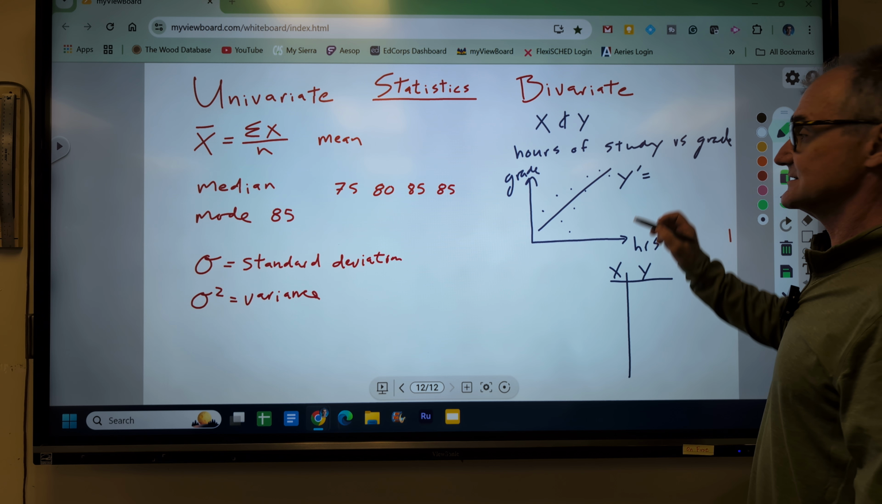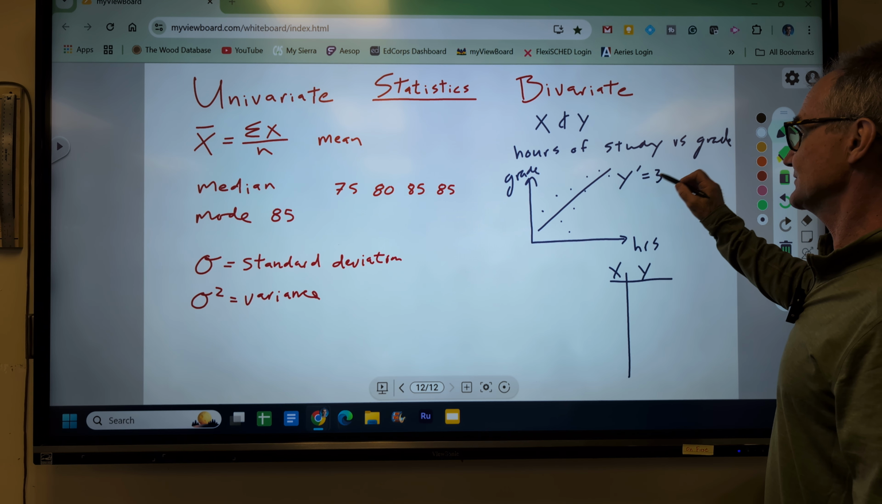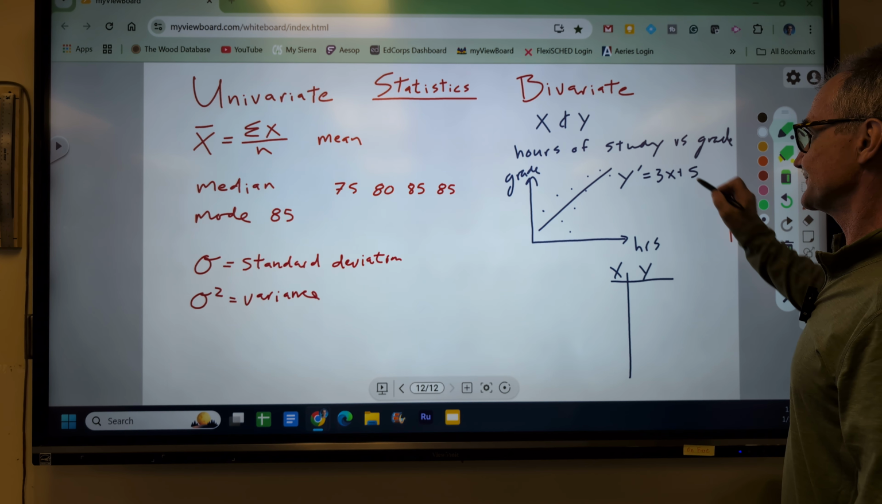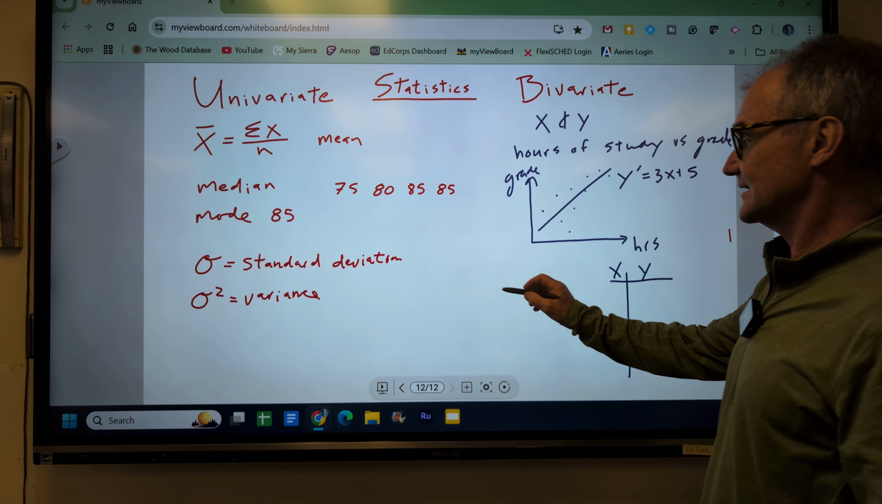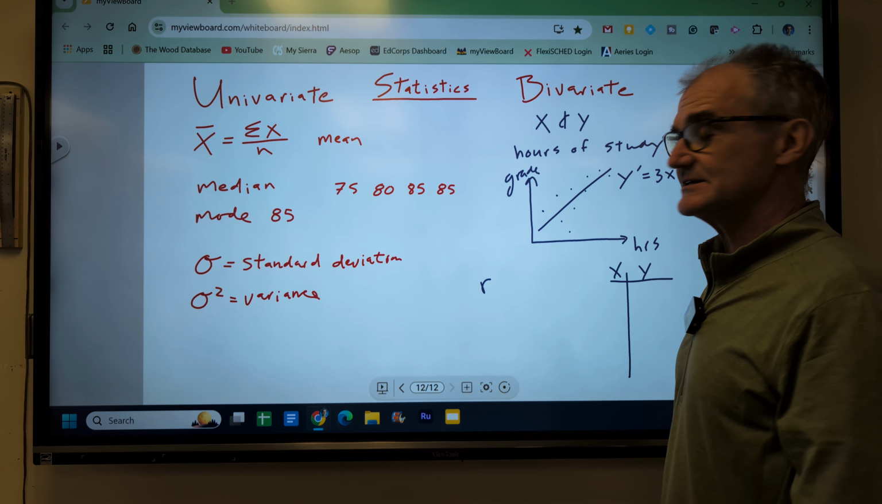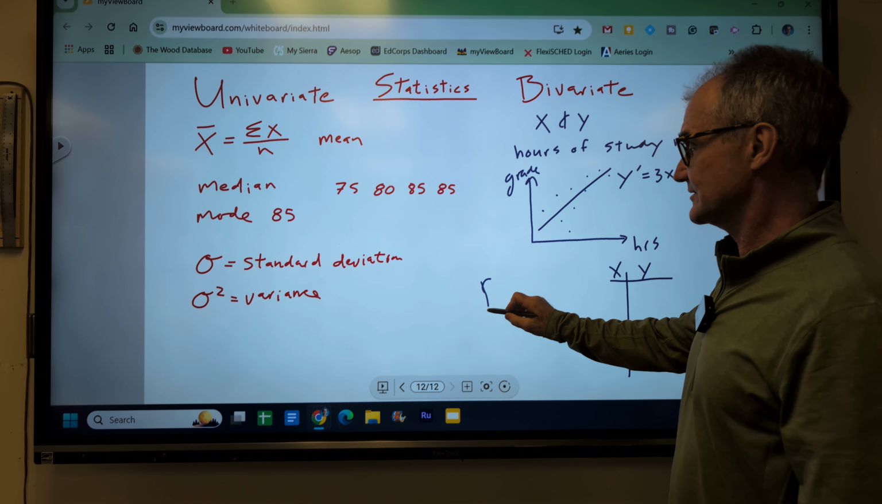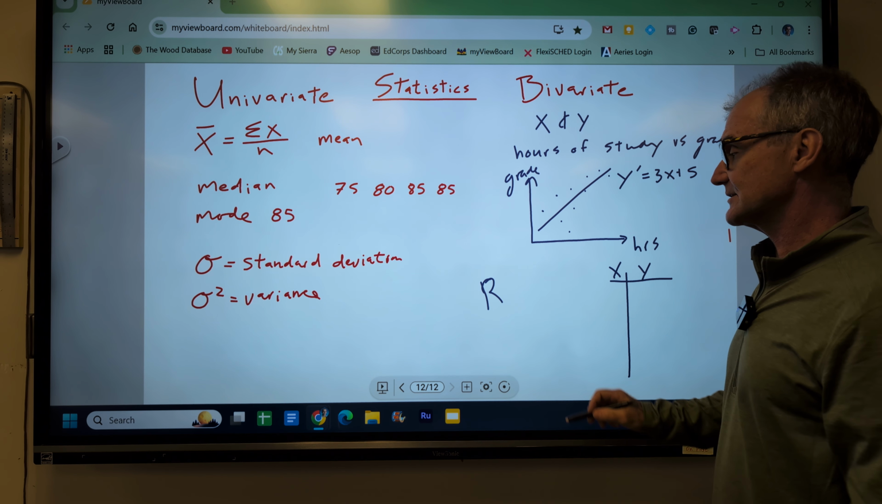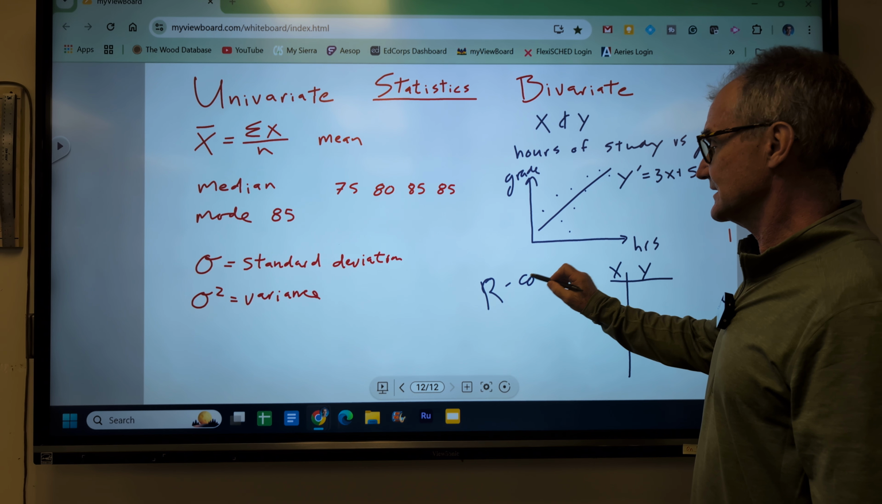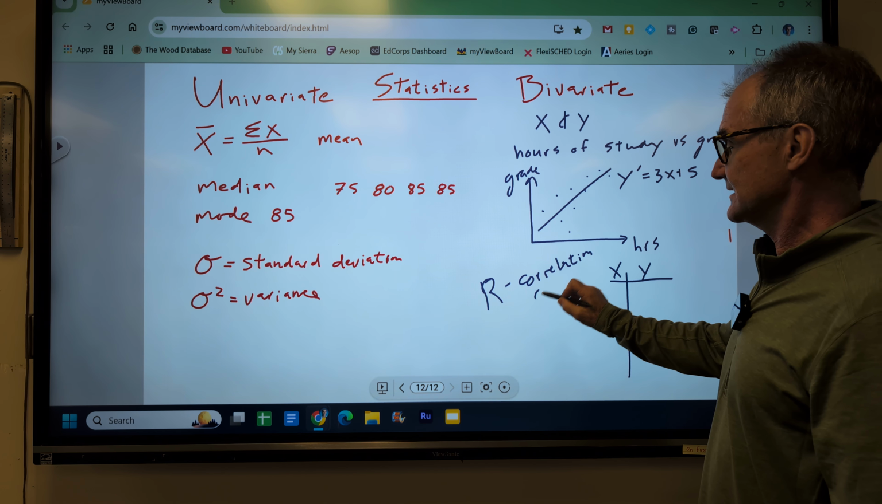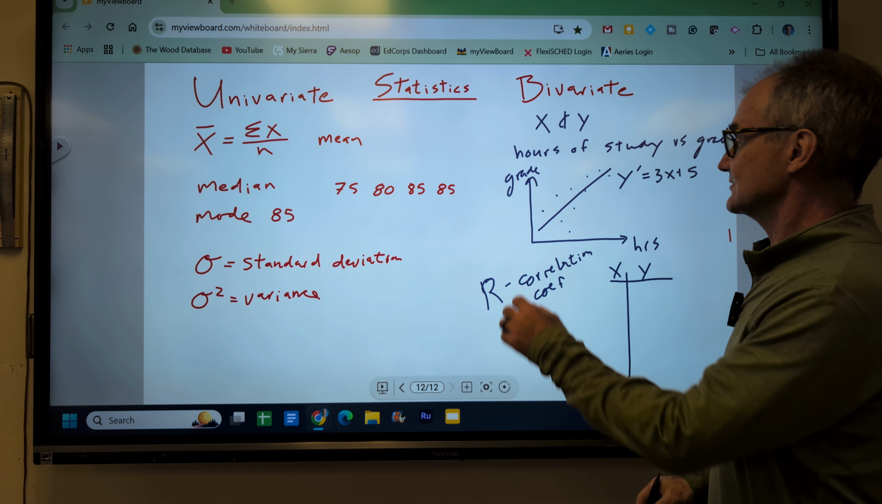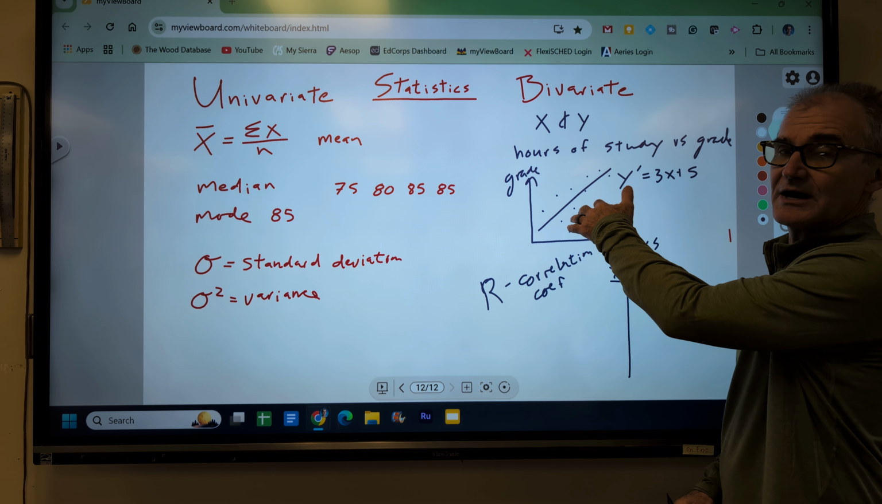So let's say this is a linear regression, y equals 3x plus 5. I want to know how good that model is. A lot of times you use a correlation coefficient represented with a lowercase r. That is your correlation coefficient. And it is measuring how close the data points are to your model.